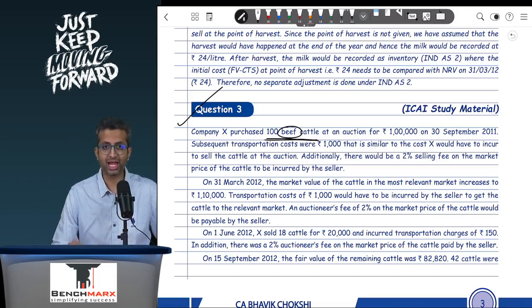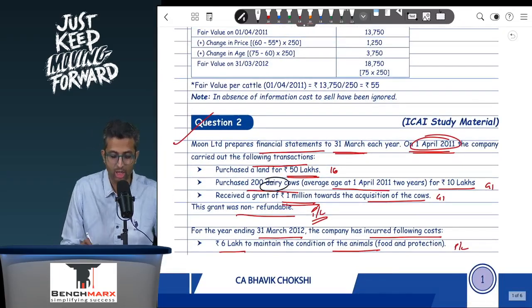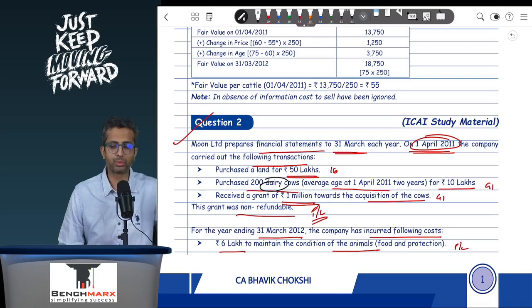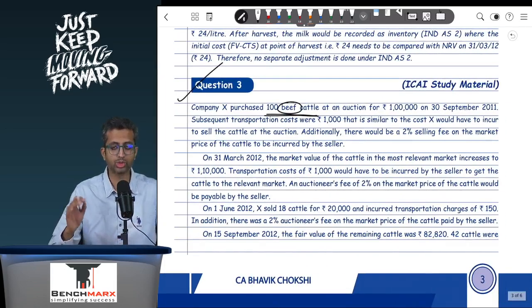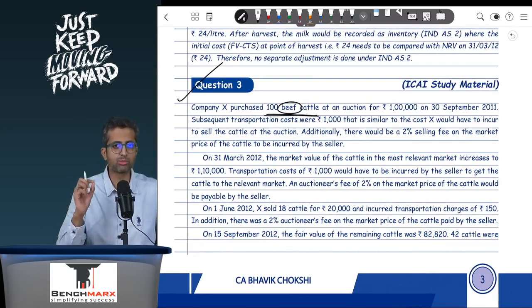If you compare that with the earlier question, over here you had purchased dairy cows. Remember, dairy cows are purchased not for the purpose of purchasing and selling or slaughtering. They are purchased for the purpose of using them for the milk that they give. Whereas beef cow or beef cattle, for that matter, is slightly different. So this small thing might create a difference in presentation, at least how the institute has solved it.